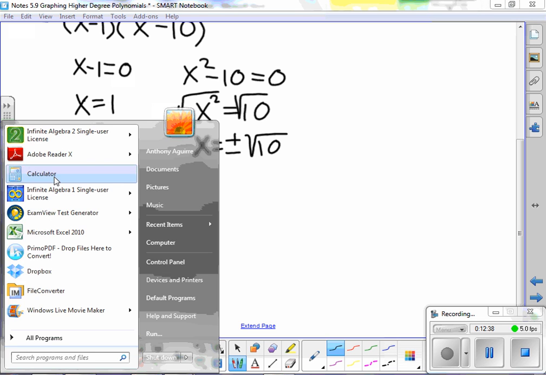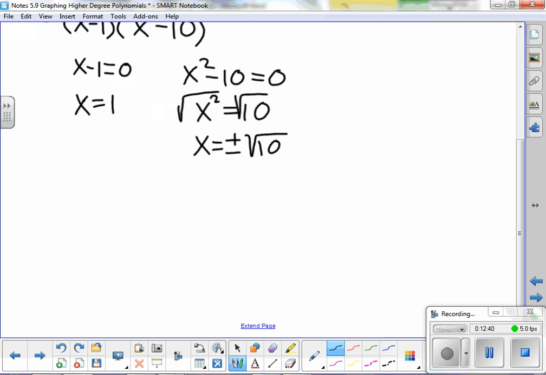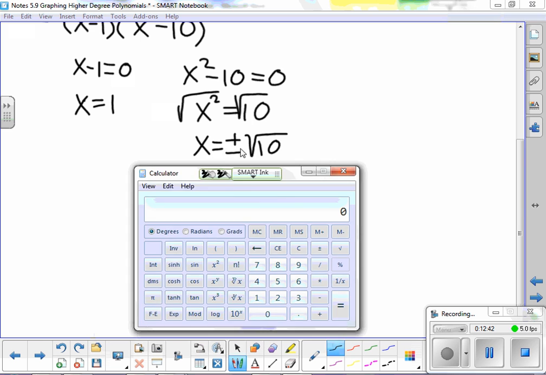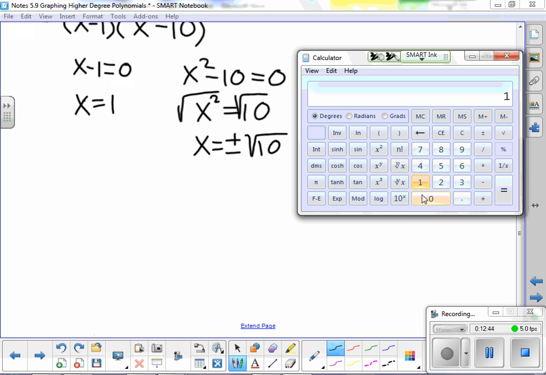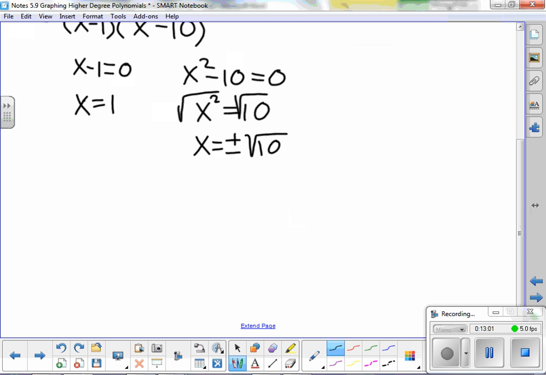So the square root of 10 is approximately 3.16222, and so on. Now, I don't care about all this stuff because you're approximating anyways, so just round off to 1 decimal place. That'd be good enough for me. So 3.2. So x is about 3.2, and x is also about negative 3.2.